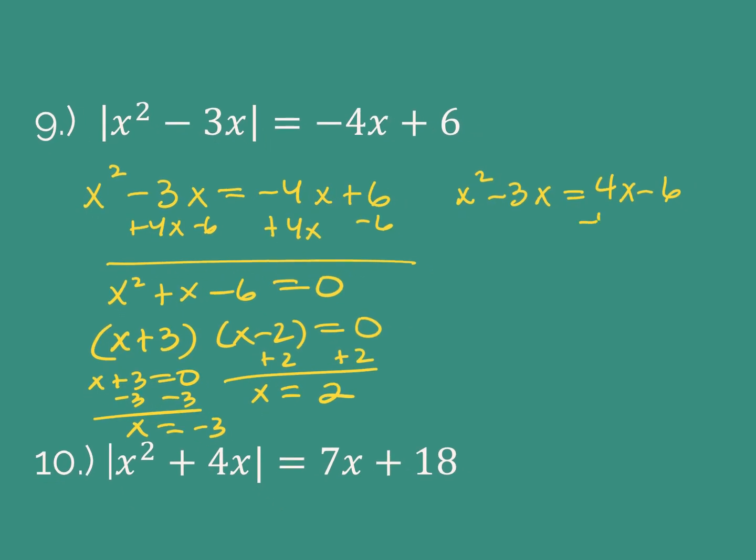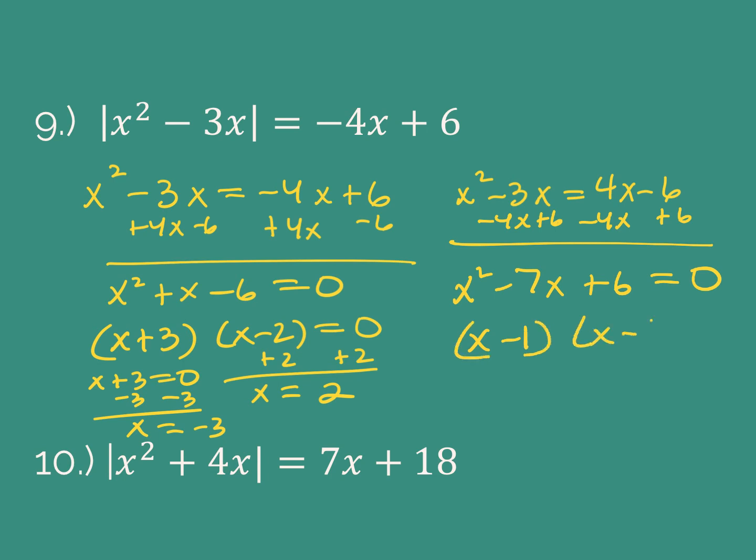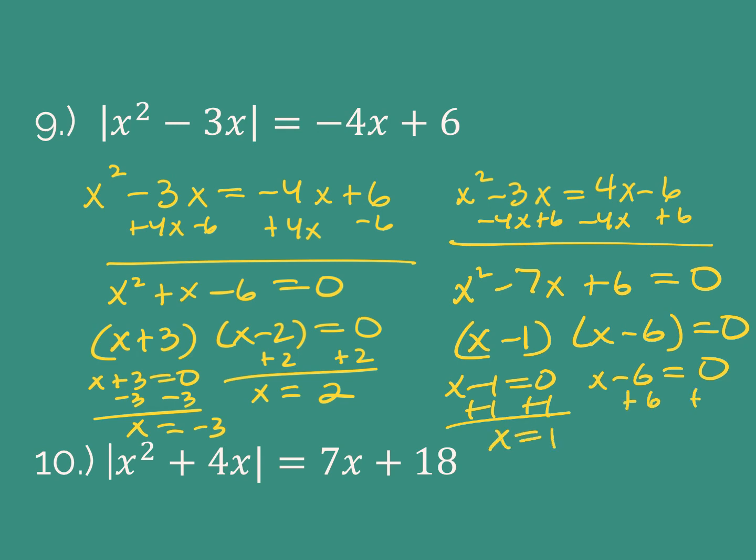So I'm going to subtract the 4x and add the 6. So x squared minus 7x plus 6 equals 0. Factors of positive 6 that give me negative 7 are going to be negative 1 and negative 6. Set each one equal to 0. Add the 1. X equals 1. X equals 6. I now need to plug them in.